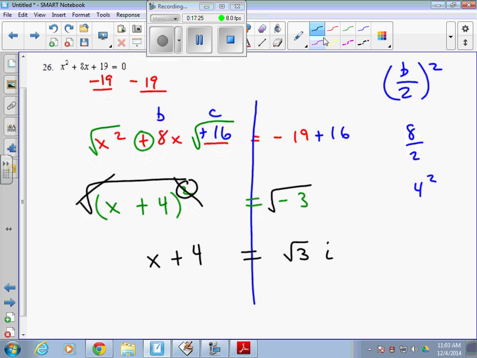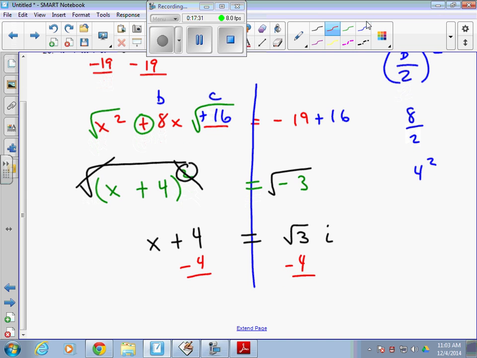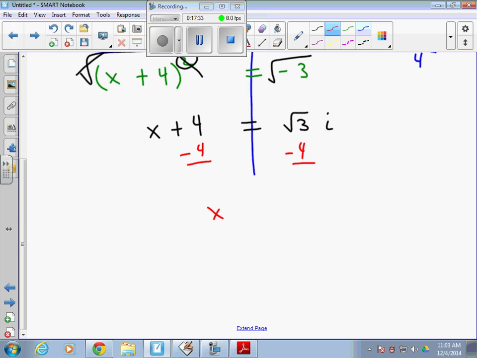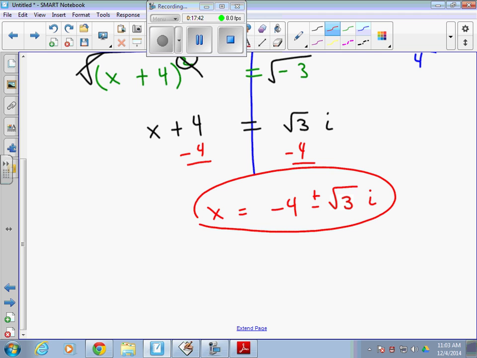One more step to do. Move the positive 4 over by subtracting 4. If you subtract it there, subtract it here. x is equal to negative 4 plus or minus the square root of 3 times i. And that just puts it in a plus bi form.